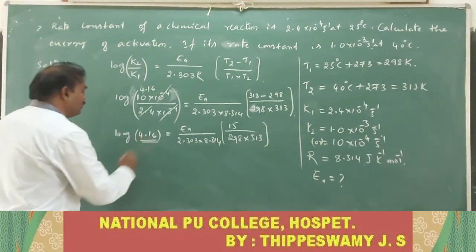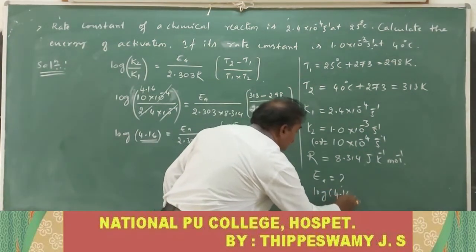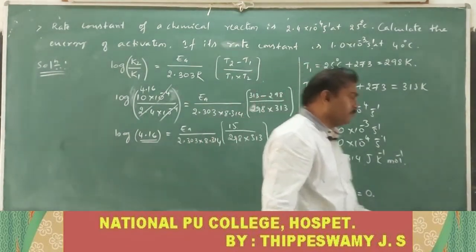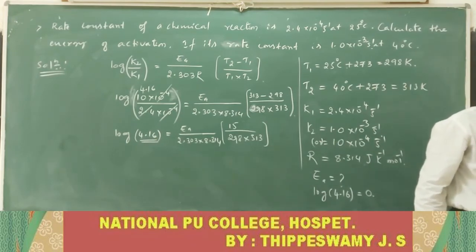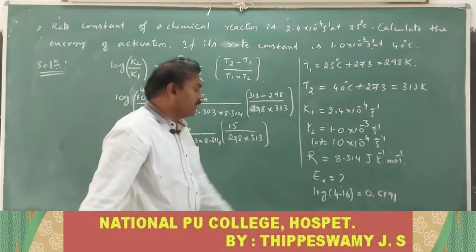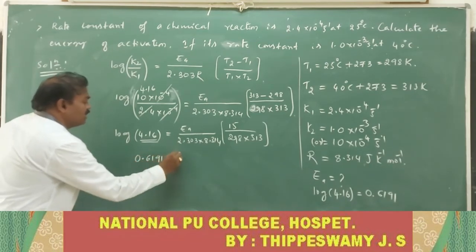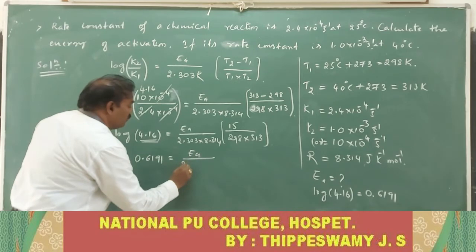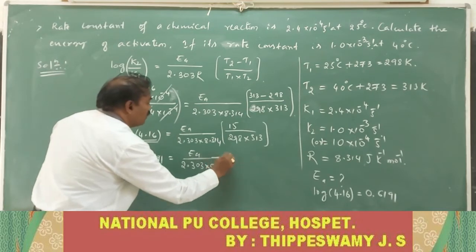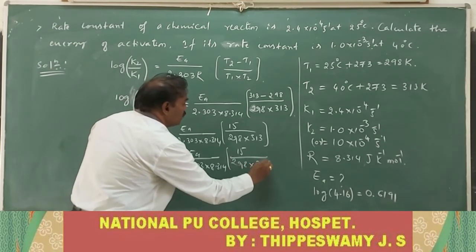What is the value of this log 4.16? Log 4.16 is equal to how much? Characteristic will be 0 only. 0 point, you see that 41 under 6, that is 6191 you are getting. Following? Now you substitute that value of log 4.16. 0.6191 is equal to EA divided by 2.303 into 8.314, okay, into 15 divided by 298 into 313, okay.